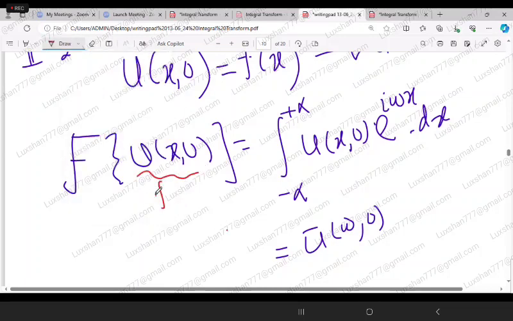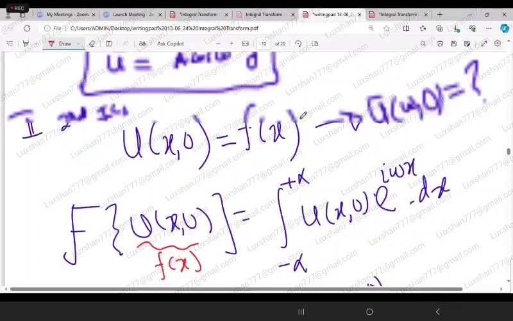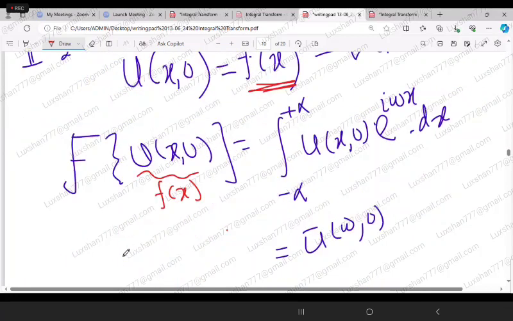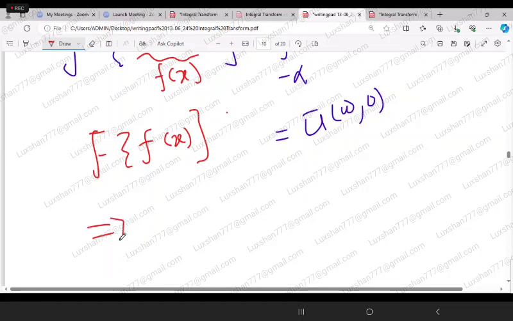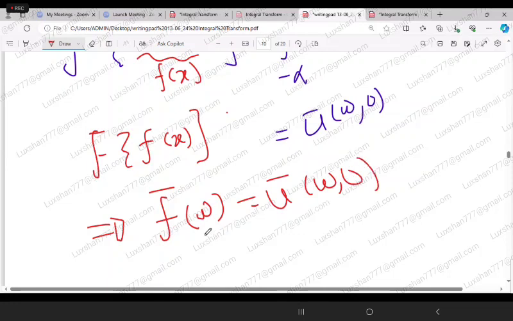This is equal to the given initial condition, f(x). Therefore, this is nothing but the Fourier transform of f(x), a function. If we take the Fourier transform of this f(x) as f bar omega, then u bar omega 0 is equal to this one.